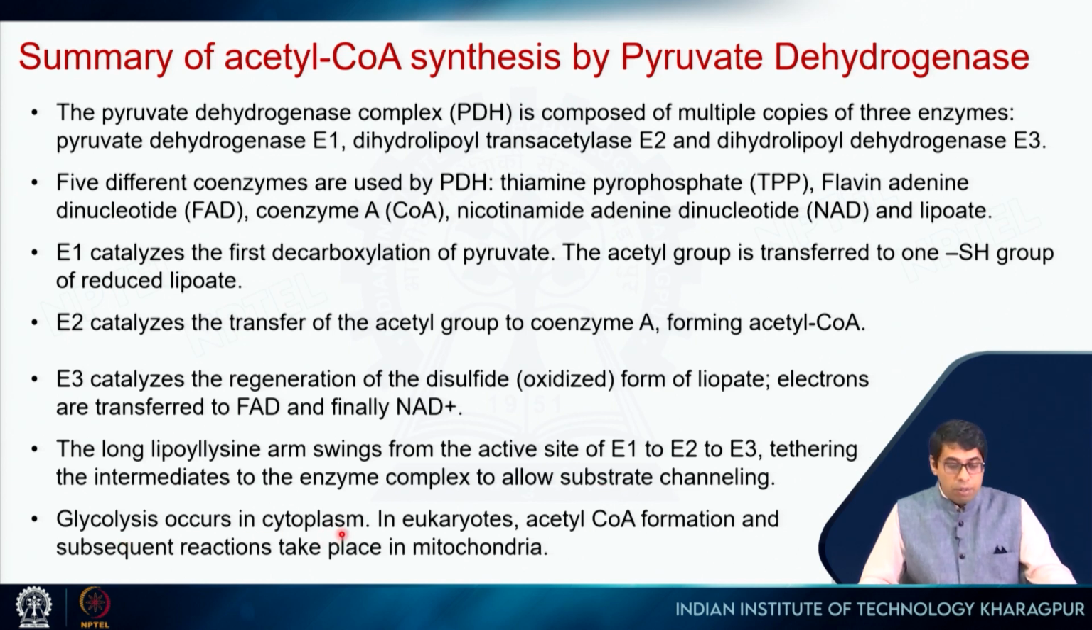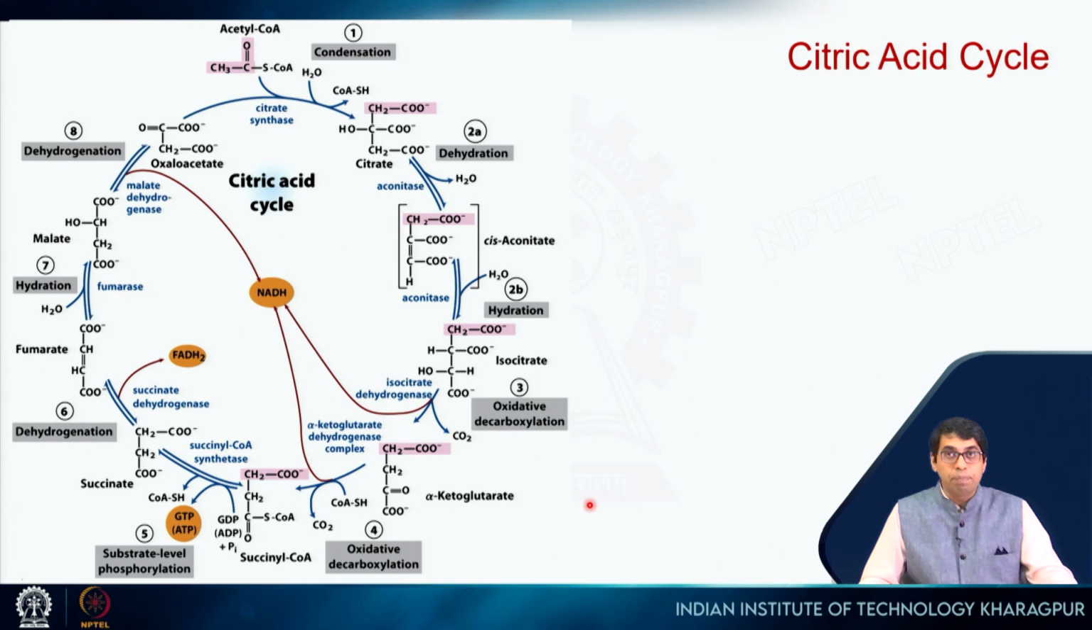Glycolysis occurs in cytoplasm. In eukaryotes, the acetyl CoA formation and subsequent reactions take place in mitochondria. So, this is something that I will keep coming back to again and again. Okay. So, now citric acid cycle. So, this is where we are.